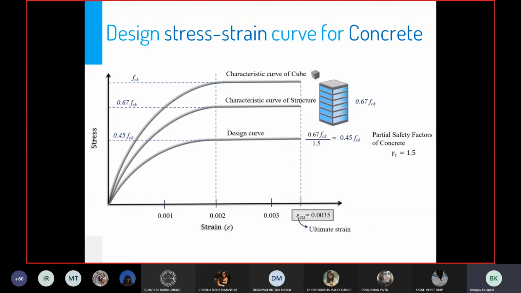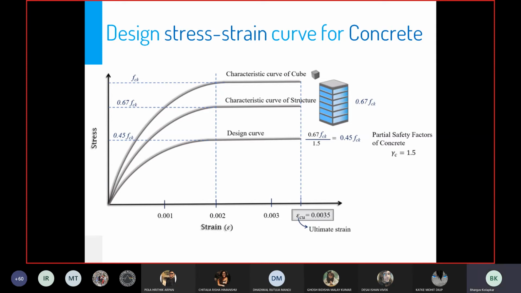Okay, meaning that if I cast the cube, test it in the lab, and I get a strength of say 50 megapascals, the actual number that I'm going to use in my structure is 0.45 times 50, which is 22.5 megapascals. Okay, so there is such a safety margin when we are designing structures.